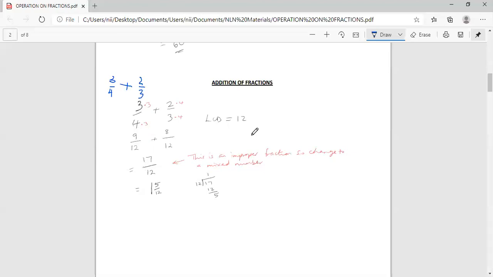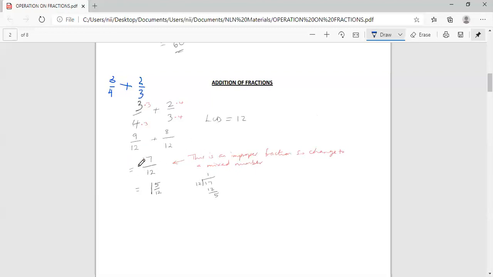You get 17 out of the 12 parts, right? 17 out of 12 parts. That's what this means, okay? All right, so by this, now it's at 17 over 12. So this is an improper fraction, okay?